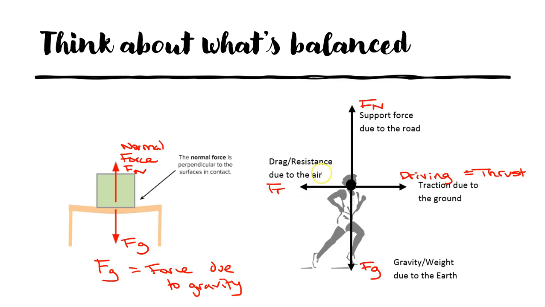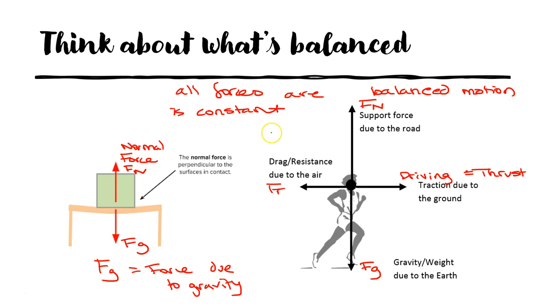Okay, when all forces are balanced, then motion is constant. That means that there's no change in the speed of the object. So if the speed of the object is 0 meters per second because it's stationary, then the forces are balanced. If the speed of the object is 5 meters per second and it is a constant speed, then our forces are also balanced, because there's nothing causing it to accelerate in the forward or negative direction, i.e. it's not speeding up or slowing down.